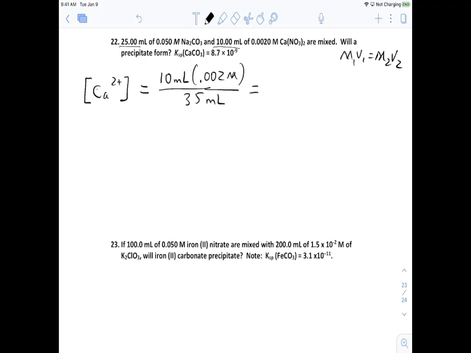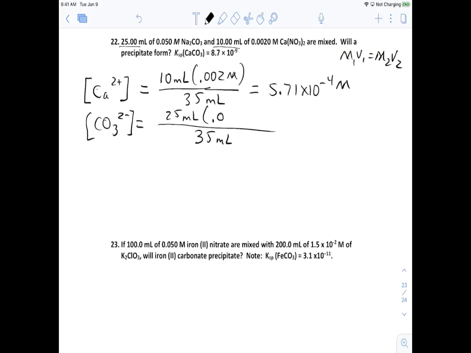So the concentration of calcium ends up being 5.71 times 10 to the minus 4. You do the same thing for the carbonate, but it starts off with 25 milliliters diluted to 35 again, and it started off with 0.05. So that comes out to 3.57 times 10 to the minus 2.